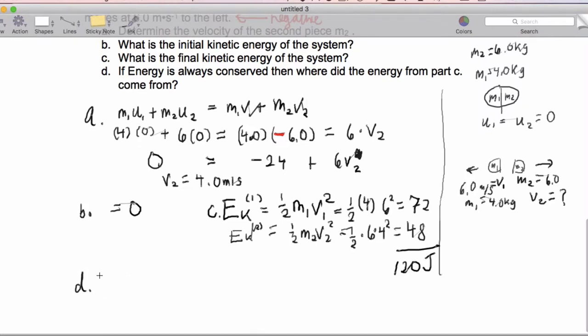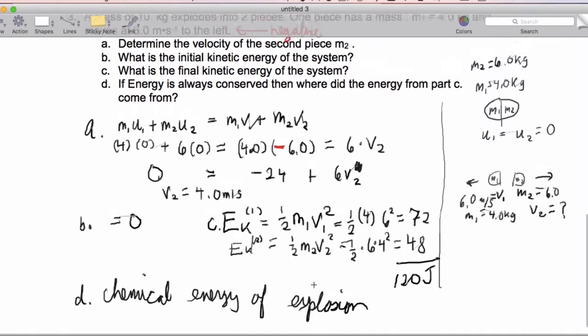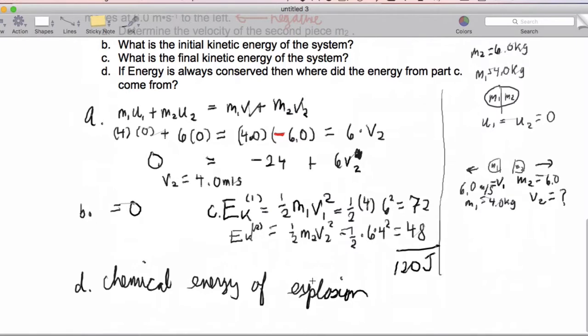Where does that energy come from? Most likely from the chemical energy of the explosion. So that's getting converted into kinetic energy. Alright, so that is page 1 on this homework. We'll take a quick look at page 2 and 3 in the next video.